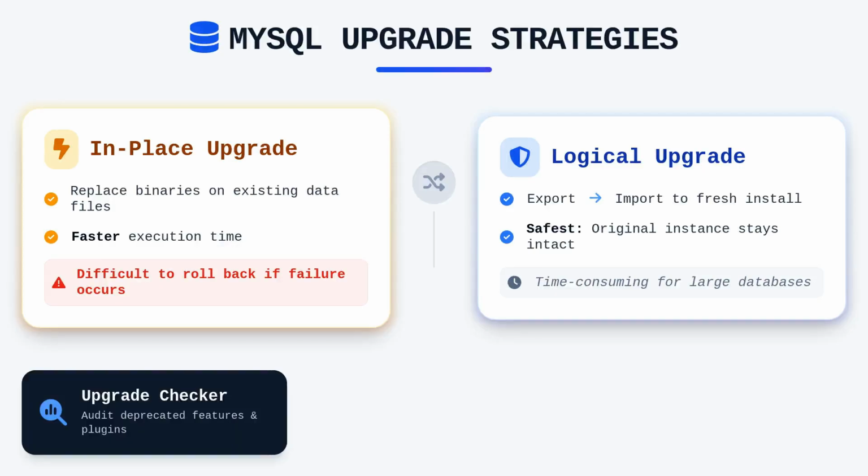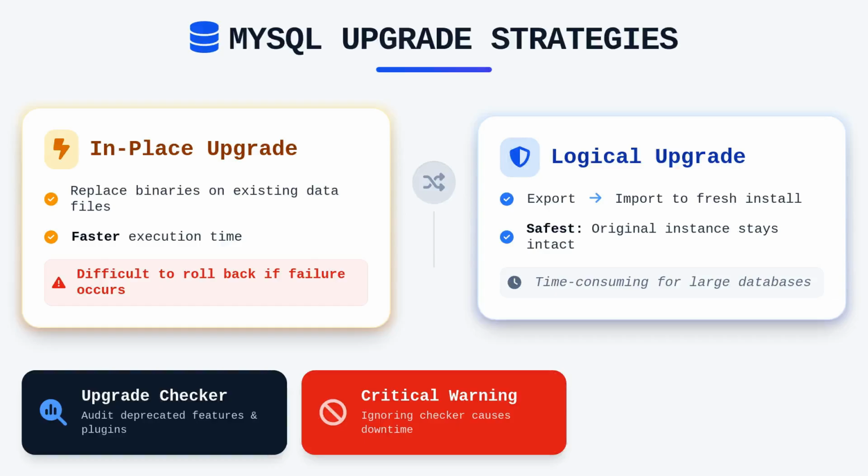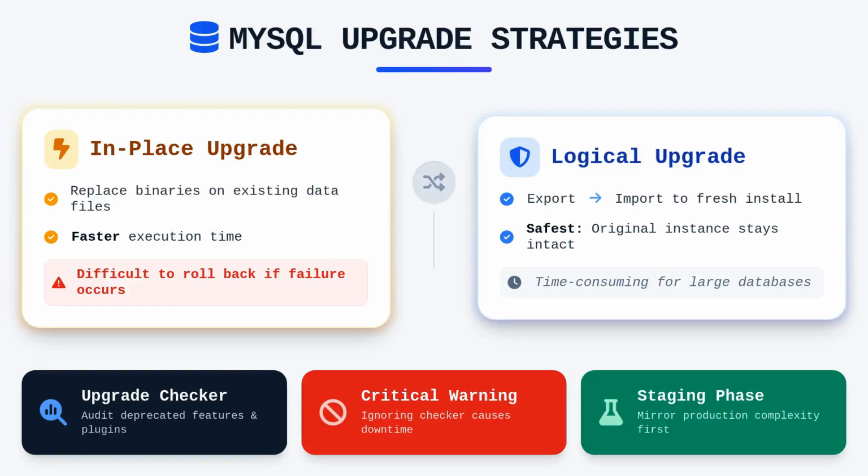Regardless of the chosen path, you are required to run the MySQL Upgrade Checker tool, which audits your instance for deprecated features, incompatible server variables, or legacy password plugins that will cause failures in version 8.0. Ignoring the findings of this checker tool is a common mistake that leads to severe downtime or broken applications following an upgrade cycle. Always perform these operations in a staging environment that mirrors your production data's complexity before attempting to bring a major version change into your live infrastructure.